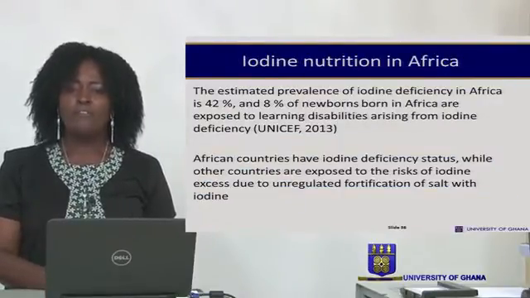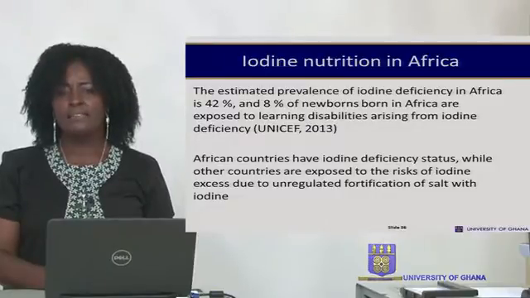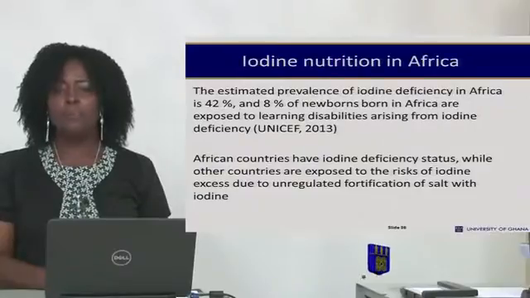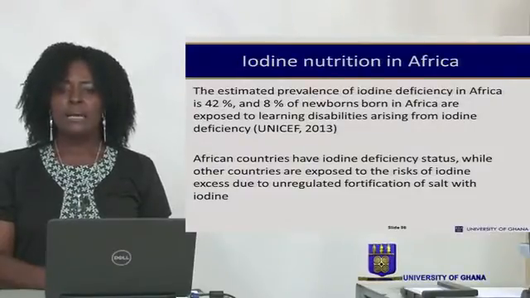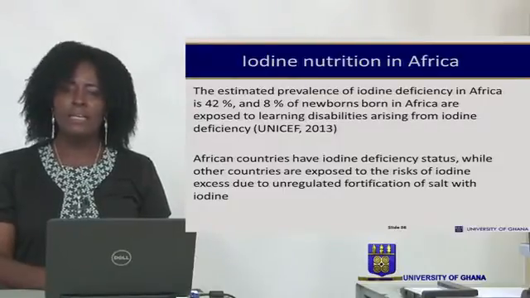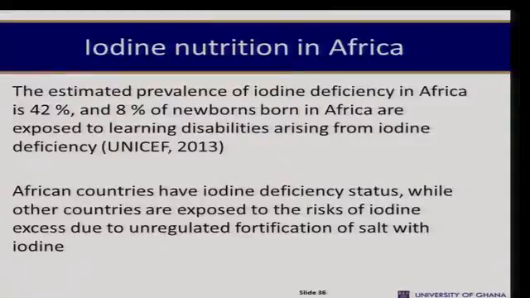So in Africa, according to UNICEF 2013, the prevalence of iodine deficiency in Africa is 42%, and 80% of newborns in Africa are exposed to learning disabilities arising from iodine deficiency. This tells us that the impact is very, very grave on our children. So as a result, we have had these iodine deficiencies in Africa.